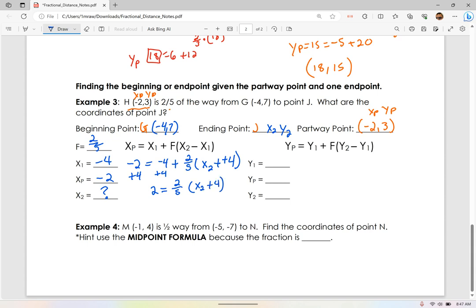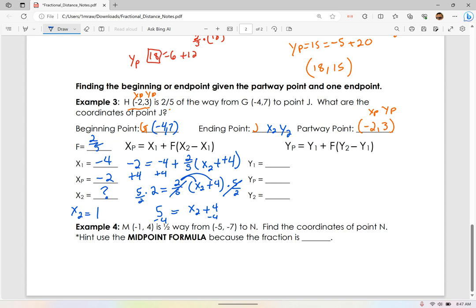Okay. Now you can distribute if you want, and you can get the same answer, or you can multiply by that reciprocal, and that's multiplying by 5/2 on both sides. To me, that makes life so much simpler. Okay, and we'll talk more about that as it goes. Or you can distribute. Okay, and you'll get the same answer. But 5/2 times 2, guess what? That's 5. So 5 is equal to x2 plus 4. We subtract 4 from both sides, and guess what? X2 equals 1. Okay? So that's the easy part there, right?